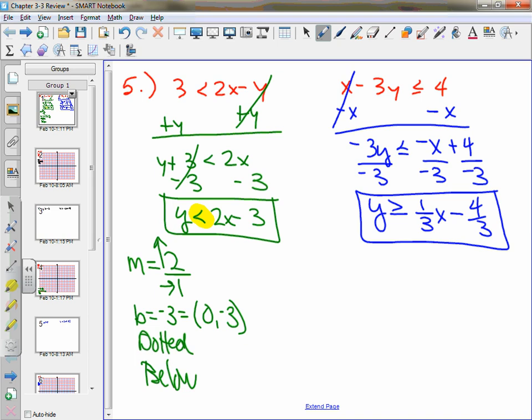I do get a fraction, but more importantly, what do those fractions represent? The slope is 1/3, which is up 1 and to the right 3 units. And what is my b value? Negative 4/3. But guys, we're supposed to graph negative 4/3. Does anybody know where negative 4/3 is at?